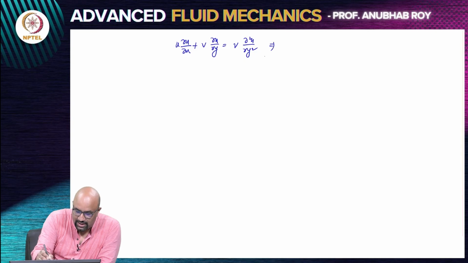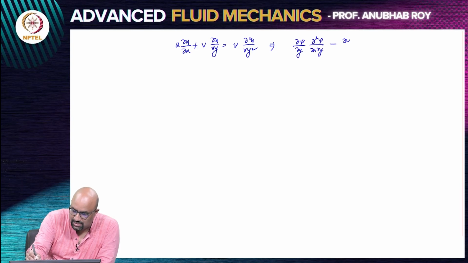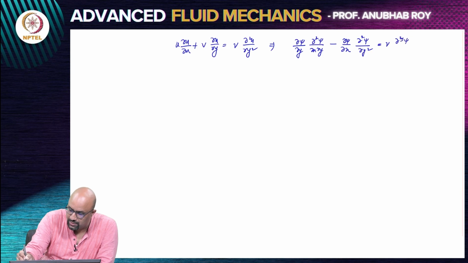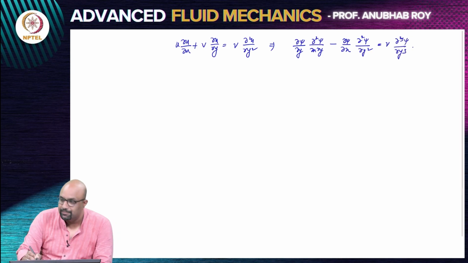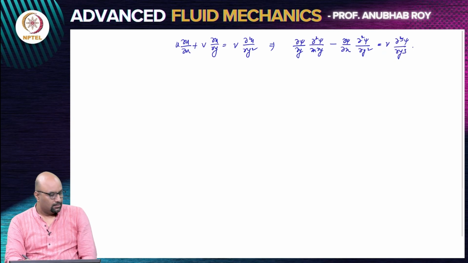So, what I can do is I can write this in my stream function formulation. We have done this in the Blasius problem. So, that is ∂ψ/∂y ∂²ψ/∂x∂y minus ∂ψ/∂x ∂²ψ/∂y² equals ν ∂³ψ/∂y³. Okay.